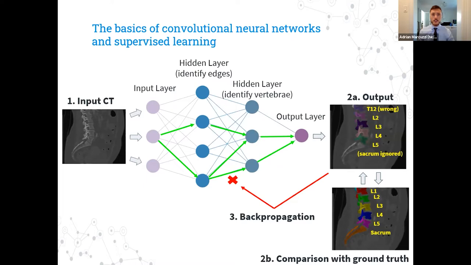Our neural network will undergo something called supervised learning, meaning that the image generated from the AI is compared to a ground truth. So essentially an image manually labeled by a human, which acts as an answer sheet for it to go back and tweak its approach to be more accurate. Next slide, please.